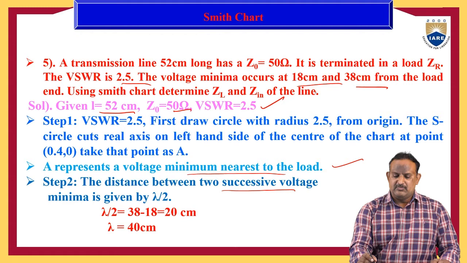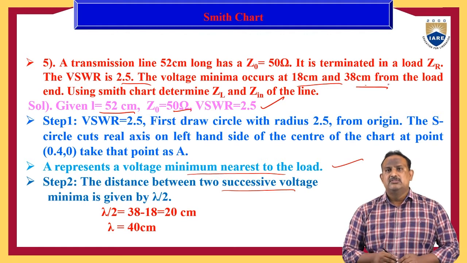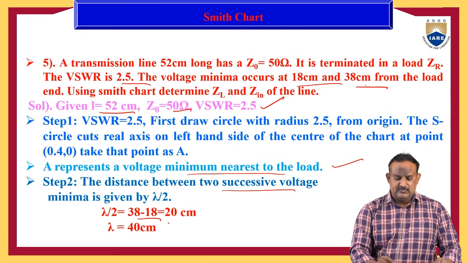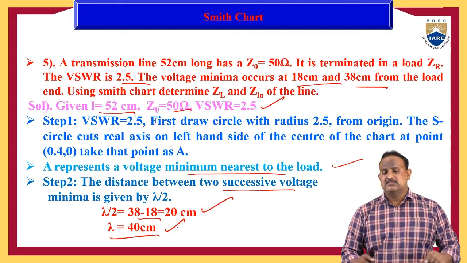For lambda by 2, it is given in the problem that the voltage minima occurs at 18 centimeters and 38 centimeters from the load. So lambda by 2 equals 38 centimeters minus 18 centimeters. Therefore it is 20 centimeters, and the lambda value is equal to 40 centimeters.